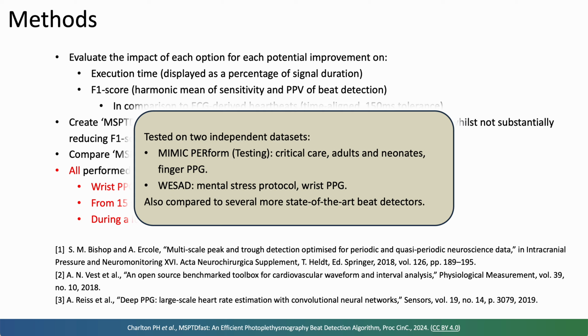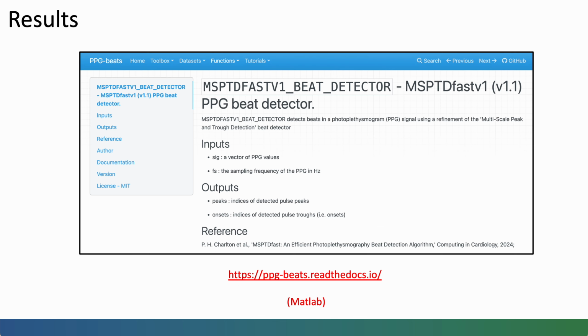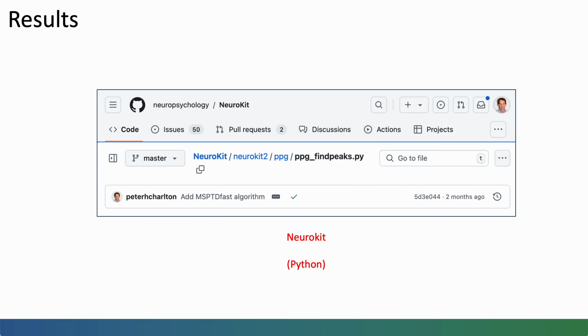PPG signals. So we're now extending the work to assess performance on two independent datasets, acquired the first from critical care from both adults and neonates with finger PPG signals, and the second from adults undergoing a mental stress protocol with wrist PPG signals. And we've also compared the performance to several more state-of-the-art beat detectors. In addition, the original implementation was MATLAB, and we're now working to implement that in a widely used toolkit in Python.